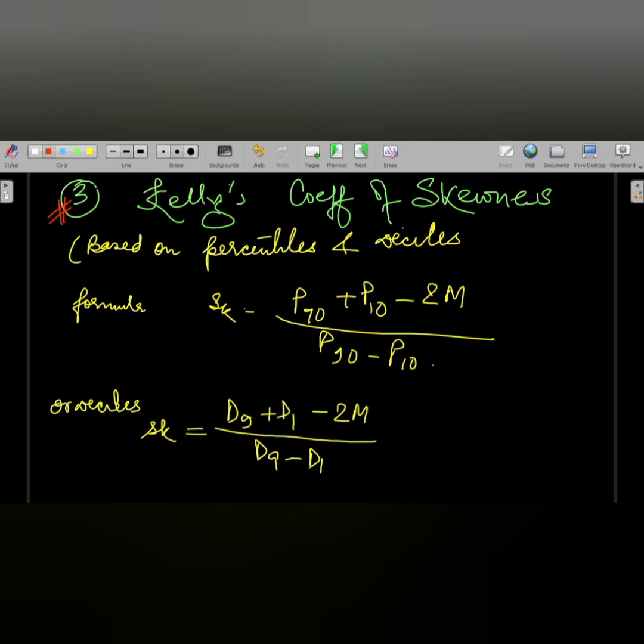So this is the third method, Kelly's coefficient of skewness, which is based on percentile and decile. The formula is (P90 plus P10 minus 2 median) divided by (P90 minus P10). And for deciles, (D9 plus D1 minus 2 median) divided by (D9 minus D1). Clear?